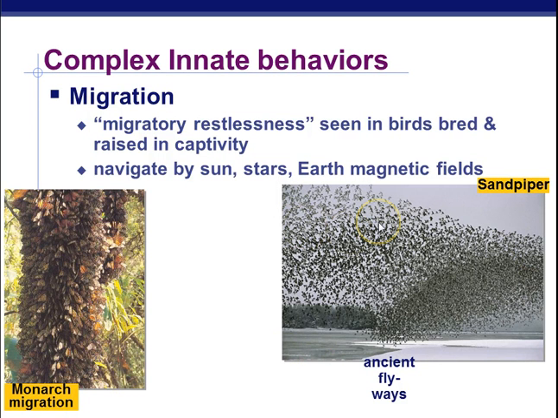What also is an innate behavior in migration is that the different animals that migrate navigate by either the sun, the stars, or even the magnetic fields of the earth. And that is not learned, that is innate behavior. Some various migratory animals are the monarchs, which is absolutely beautiful if you can observe the monarch migration, or the sandpiper.